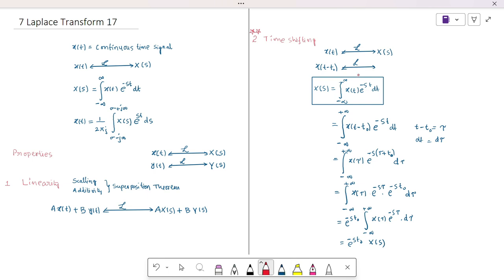So this is the time shifting property. The x of s must be multiplied by the exponential function e power minus s into t naught. So this t naught is the delay: x of t is delayed by t naught units. So this is the time shifting property.